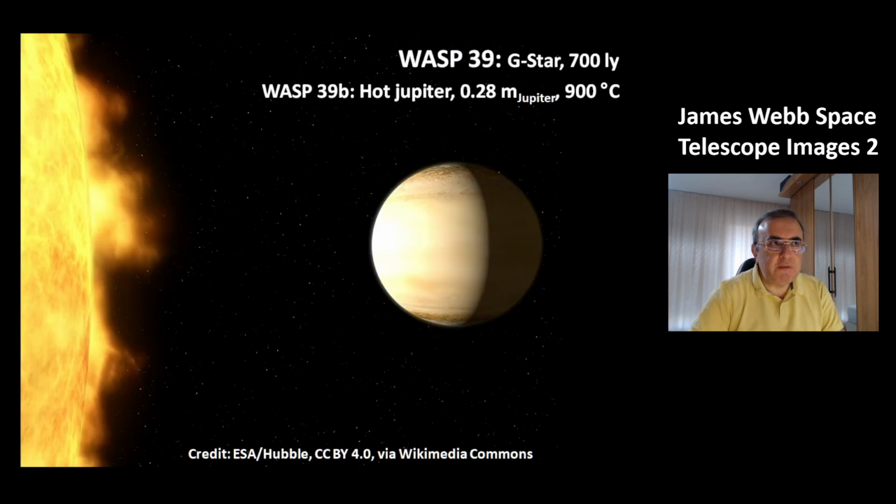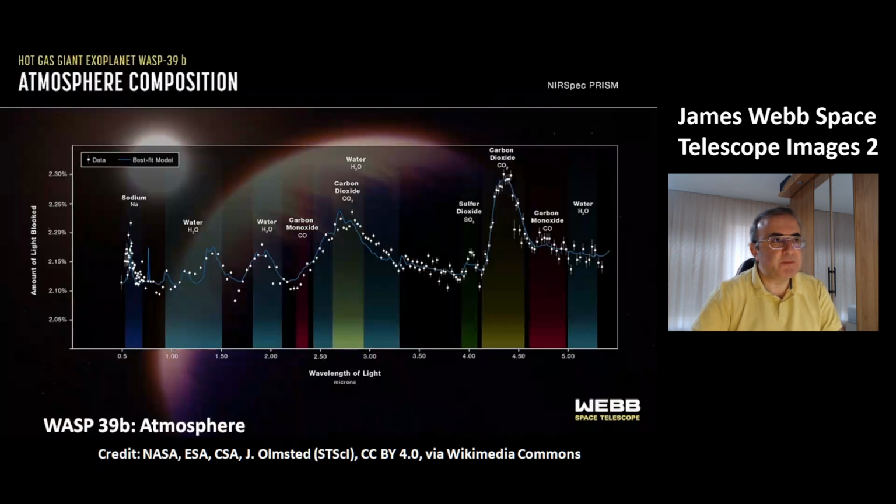This is a computer render of the star WASP 39 and its hot Jupiter planet. The star WASP 39 is a G-star like the Sun. It is located at a 700 light years distance. Its planet WASP 39b is a hot Jupiter. It's a puffy planet. It's bigger than Jupiter, but has just 28% of Jupiter's mass. Surface temperature is around 900 degrees Celsius.